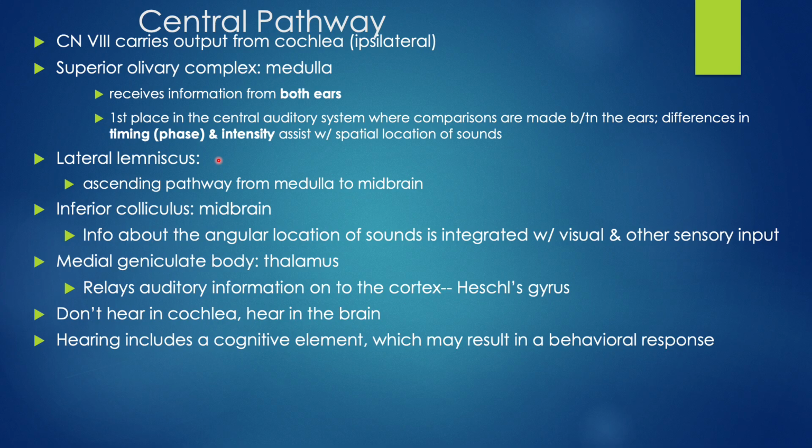Then we go to the lateral lemniscus, the ascending pathway from the medulla to the midbrain. Then we go to the inferior colliculus of the midbrain. We get information about angular sounds and integrate it with visual and other sensory input. Then we go to the medial geniculate body of the thalamus, which helps relay the information to Heschl's gyrus and the cortex, and then ultimately to Wernicke's area. So we don't hear in the cochlea, we hear in the brain.